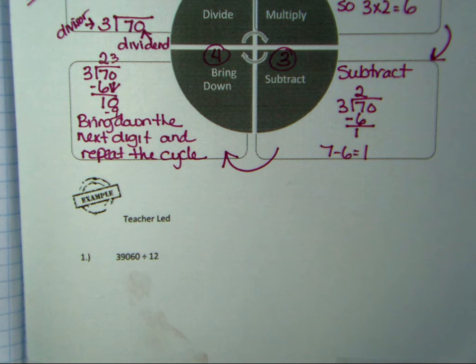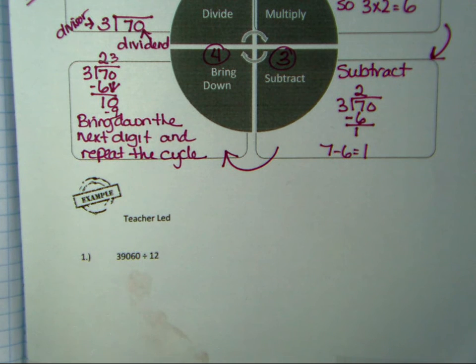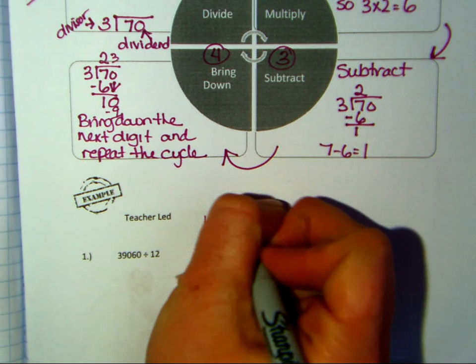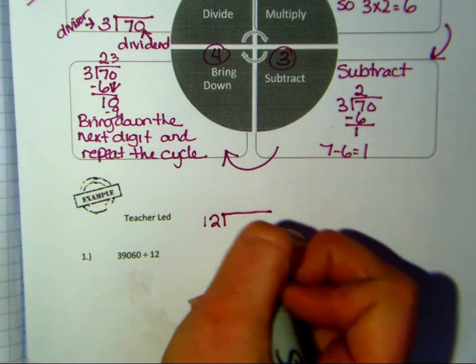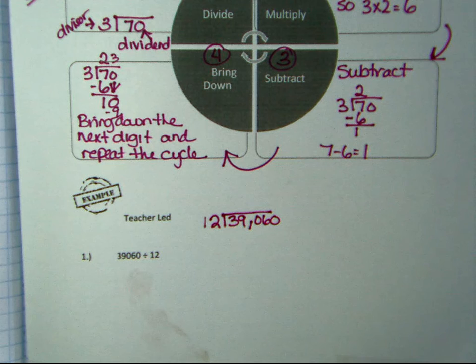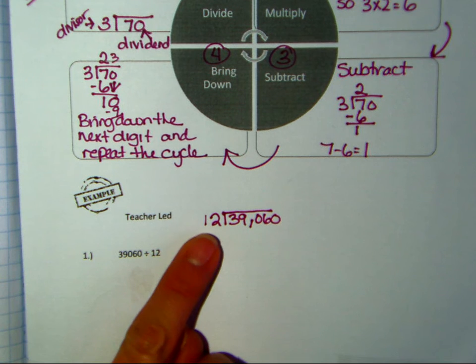12. Very good. So 12 is outside of the division bar, right? Okay, which leads us, class, to what is our dividend? 39,060. Good. So the first step we do is we divide. With our division, we're going to estimate. How many times do we think 12?